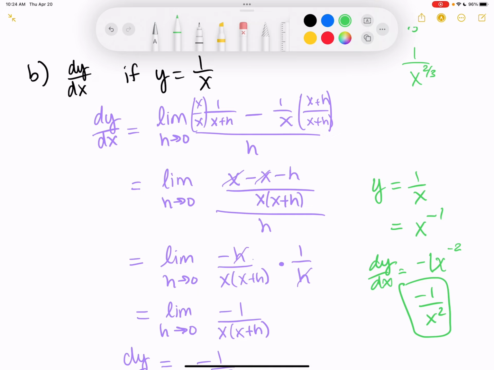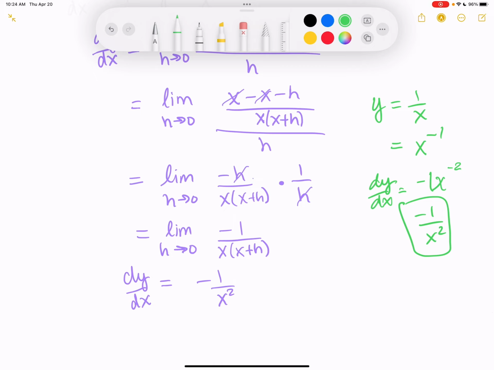Okay. All right, that's all the notes. Yay!